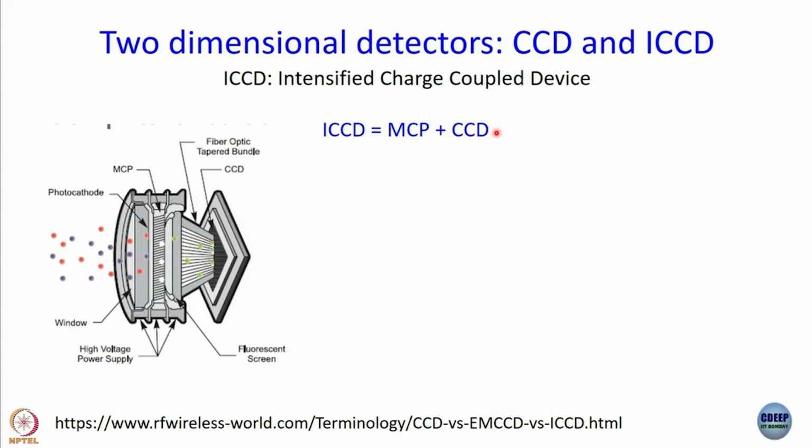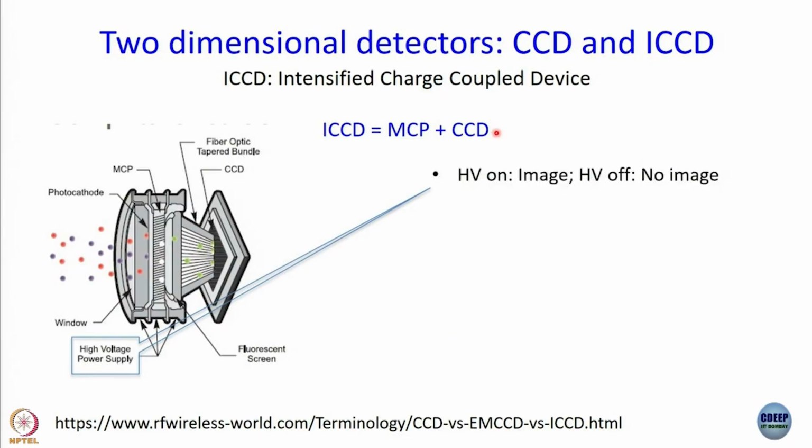And once again, let us not forget that this intensifier can work only when you apply a high voltage, and that is what allows this device to be used for time resolved measurement. Why? Because when the high voltage is on, that is when you get an image. When high voltage is off, you get no image.